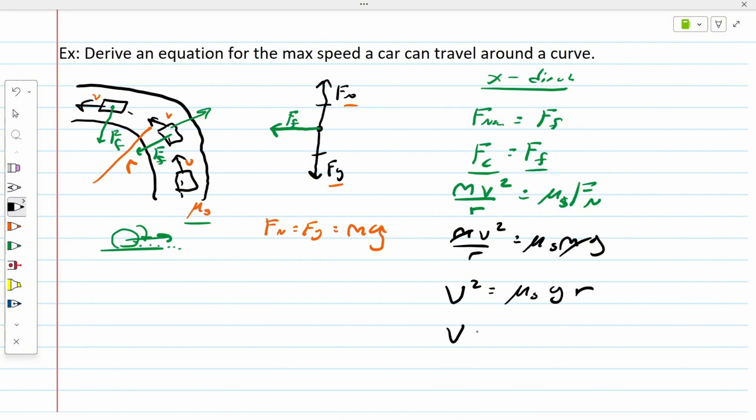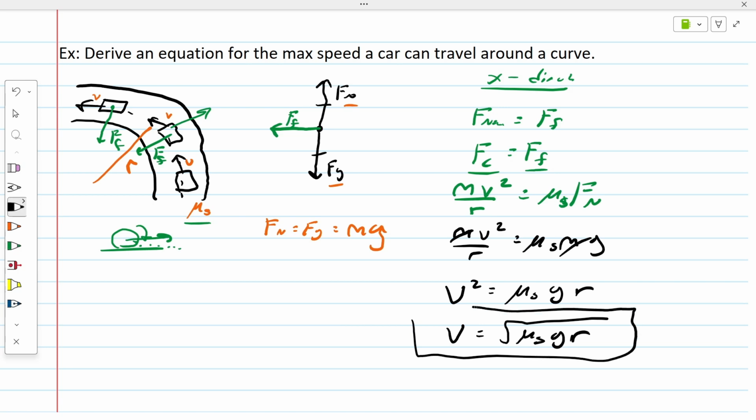And if we want to solve it for just v, we take the square root. And so this would be our max speed equation. And notice that it's independent of the mass. So no matter how heavy the car is, it doesn't impact the max speed it can travel.